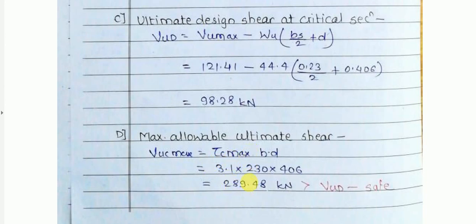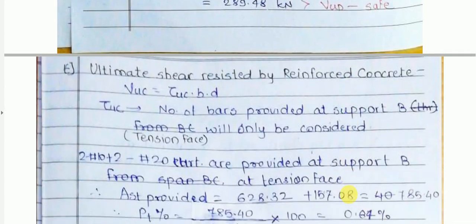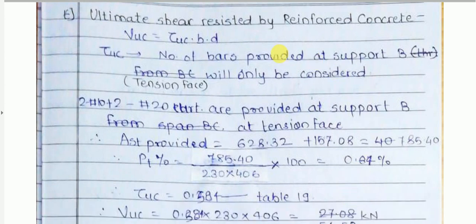This VUC max is calculated, and we need to check that this VUC max should always be greater than VUD, then only the section is treated as safe, or else you need to revise the depth of the section. So here our check shows the section is safe, so we can proceed further. And the next calculation is for VUC, that is the ultimate shear resisted by the reinforced concrete.